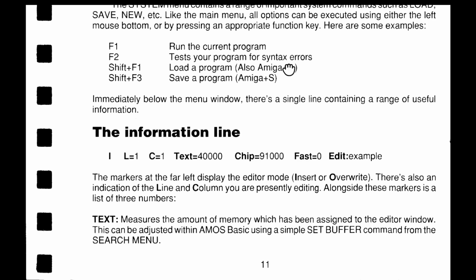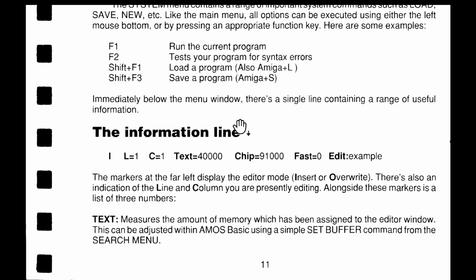Like the main menu, all options can be executed using either the left mouse button, or by pressing an appropriate function key. Here are some examples. F1. F2. Shift plus F1. Shift plus F3. Run the current program. Tests your program for syntax errors. Load a program, also Amiga and L. Save a program, Amiga and S.